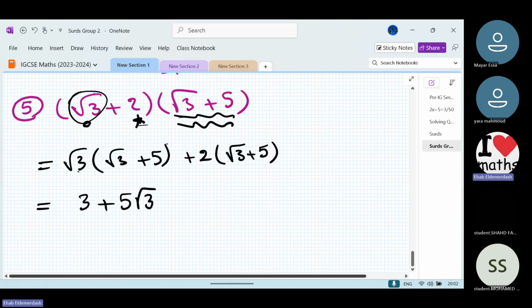So I took the root 3 into the bracket. Root 3 with root 3 equals 3, and root 3 with the 5 gives 5 root 3. After I finish the root 3 with the bracket, I will go to the 2 into the bracket. 2 with root 3 gives us 2 root 3. Then 2 with the 5 is 10.